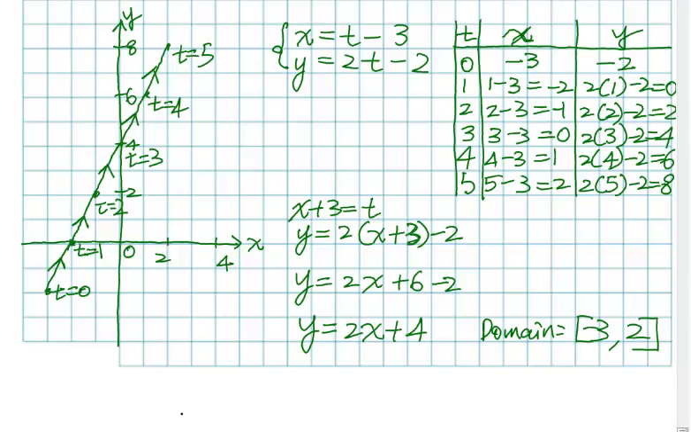However, the pair of parametric equations still gives us more information because it tells us where the point is moving towards. We get the arrows in the sketch, while y equals 2x plus 4 is a linear equation. It doesn't tell us where the point is moving.